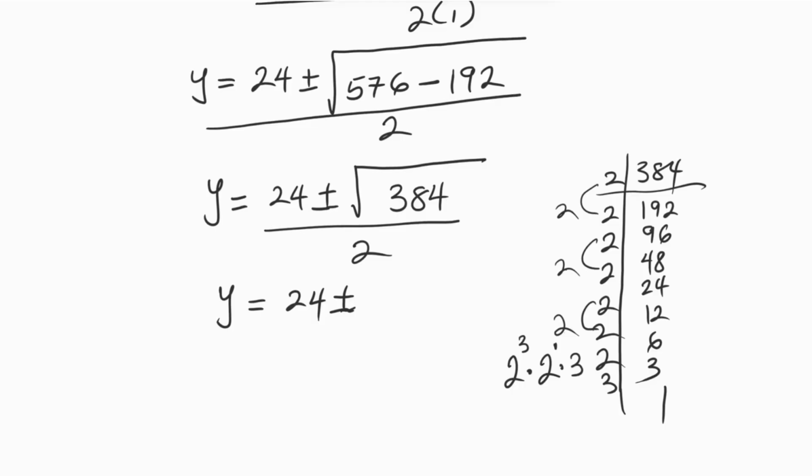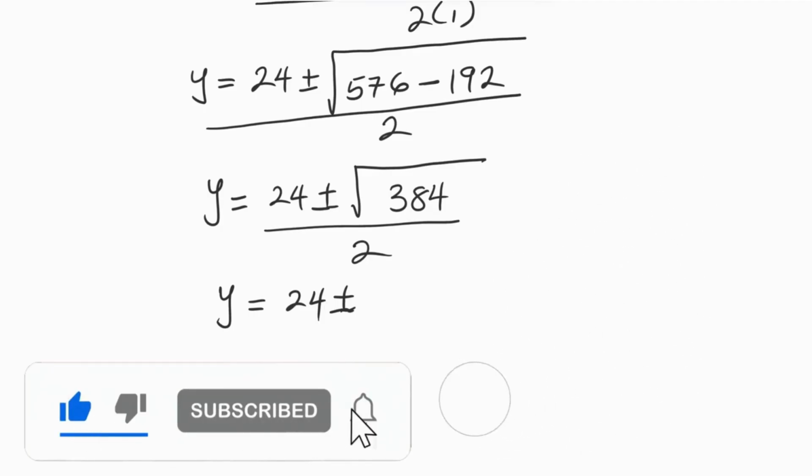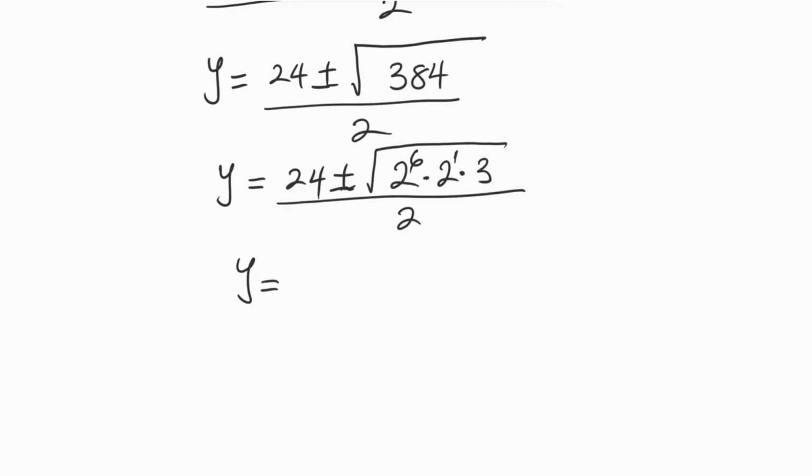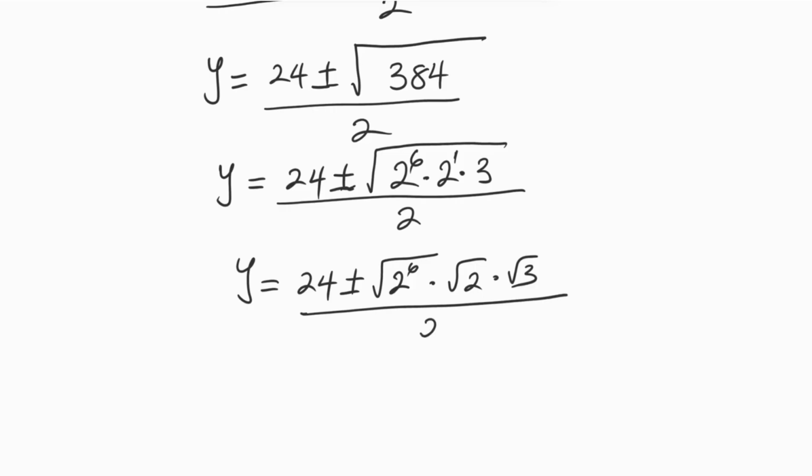So let's see how we can get that in there so we can get rid of the square root. 2 raised to the power 7 is the same thing as 2 raised to the power 6 times 2 raised to the power 1. So we have the square root of 2 raised to the power 6, times 2 raised to the power 1, times 3, all over 2. Now, we have 24 plus or minus the square root of 2 to the power 6, root 2, and root 3, divided by 2.